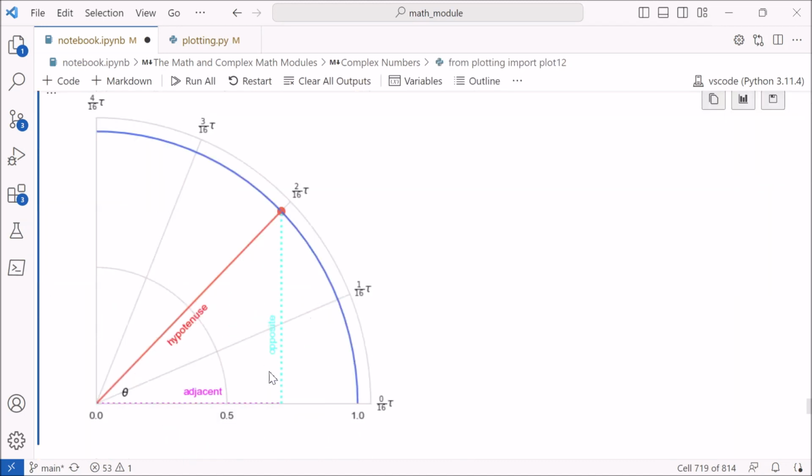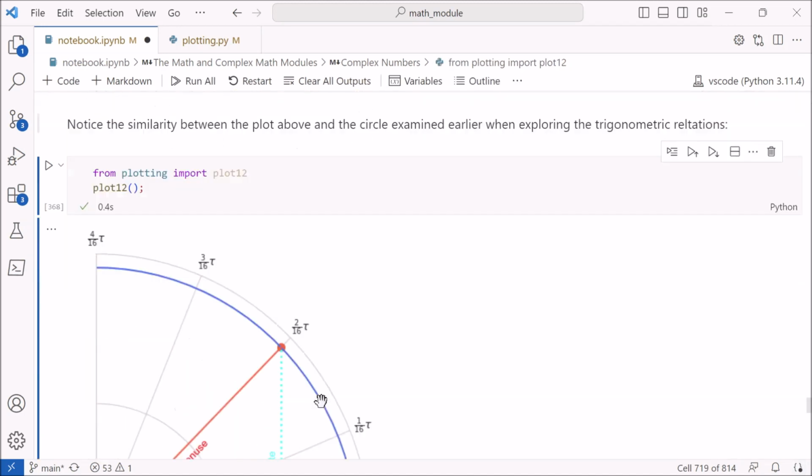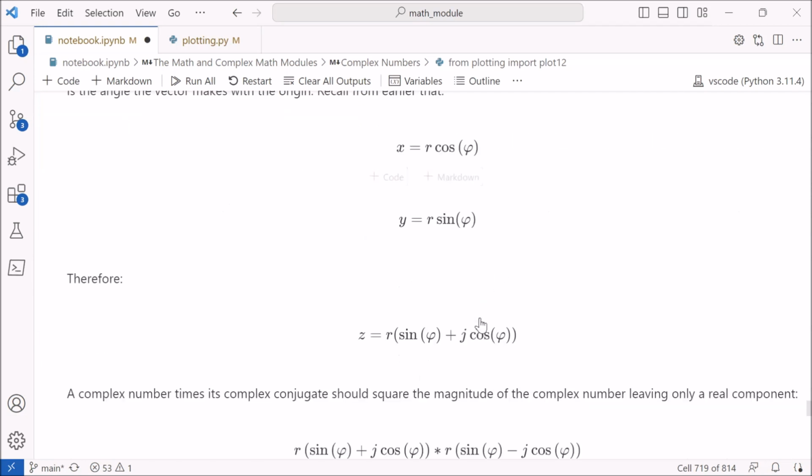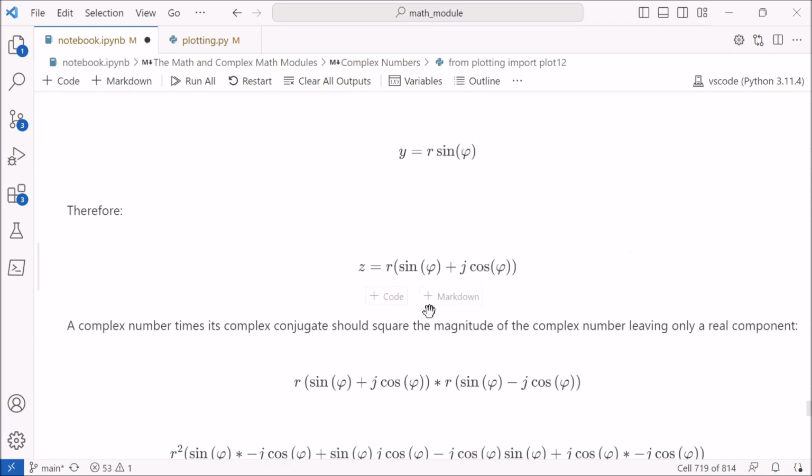And just for clarity, this is the plot we had earlier on. So you can see that they're pretty much identical. So for a complex number, r is the radius of the circle, or more generally, it's known as the magnitude of the complex number. And phi is the angle the vector makes with the origin. So we've got x equals r cos phi and y equals r sine phi. And therefore, z is going to be of this following formula: r sine phi plus j cos phi.